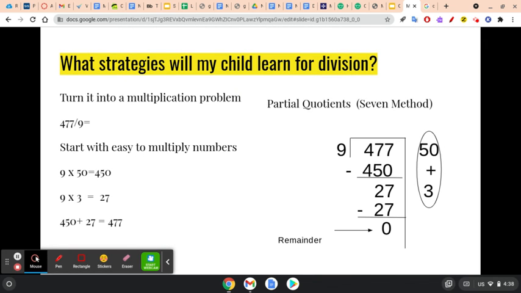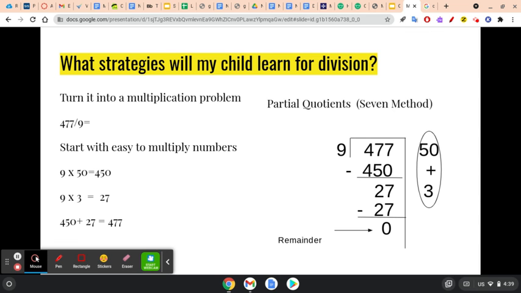Okay, and so here are some strategies for division. One strategy is that they can turn it into a multiplication problem. So if it's 477 divided by 9, we could start with easier numbers to multiply. We could do 9 times 50, and then 9 times 3. 9 times 50 gives us 450, so we're really close to 477. Then 9 times 3 gives us 27, which gets us right to 477. And then we add the 50 and the 3, and that gives us 53, which would be our quotient.